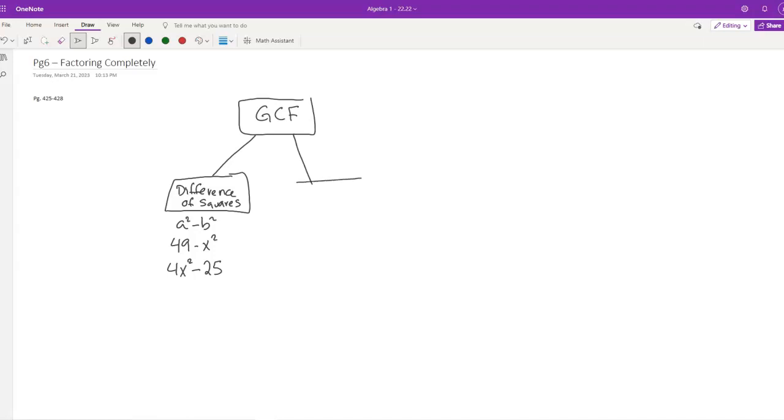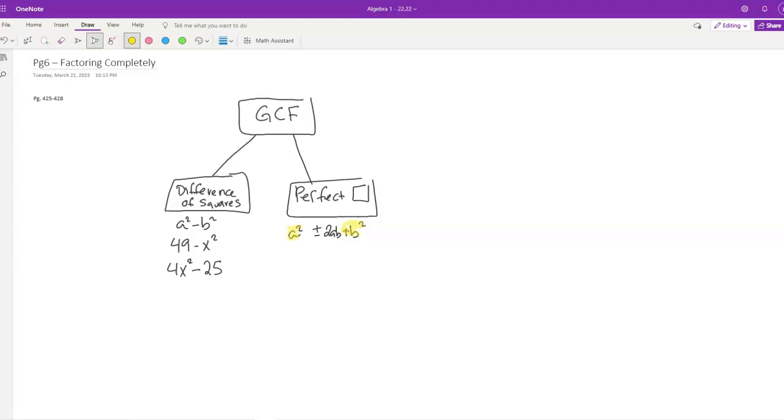Is it a perfect square trinomial? Well, remember, how do we know that? The first and the last term are squared. And then that middle term is 2 times ab, right? So, again, is the last term a perfect square and positive?